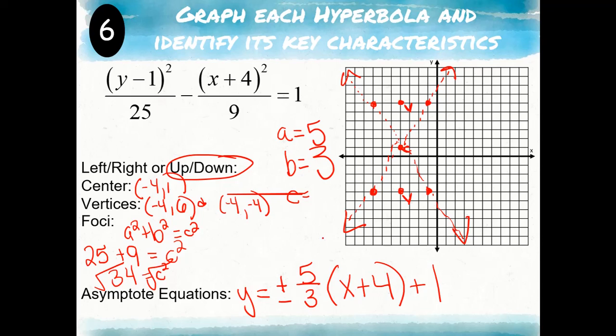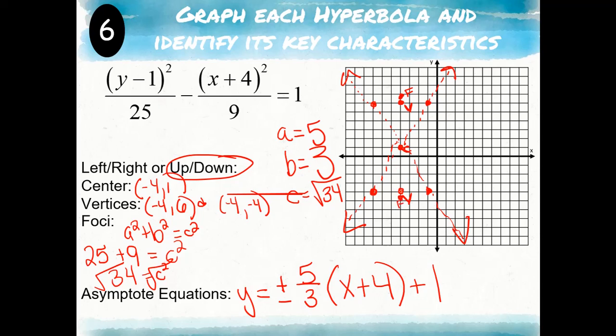I don't believe so. So c would be the square root of 34. Square root of 34 is 5.8, something like that. So 5 and quite a bit of change. So I'm going to go 5 point something up from the center. So 1, 2, 3, 4, 5, and a little bit more. Put my focus. 1, 2, 3, 4, 5, and a little bit more.